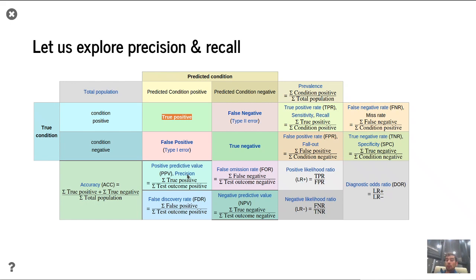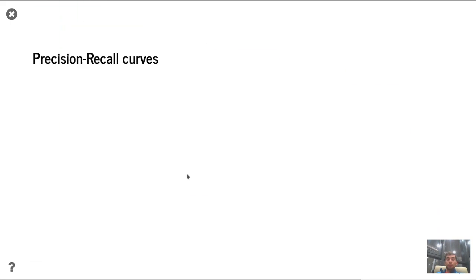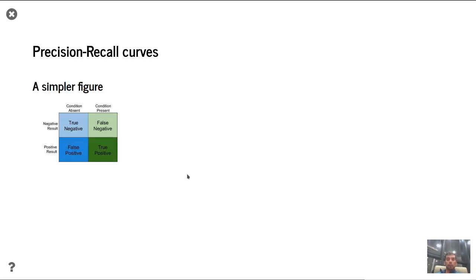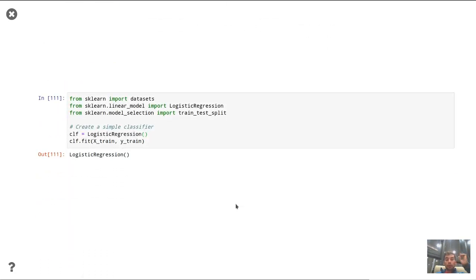So we can move further and discuss precision recall curves. So let me start with, again, a simplified image without these additional ratios. We just need these ratios, and TP stands for true positive, FN false negative, false positive, and true negative. I guess it's clear. And now we can calculate these ratios for our Titanic dataset.